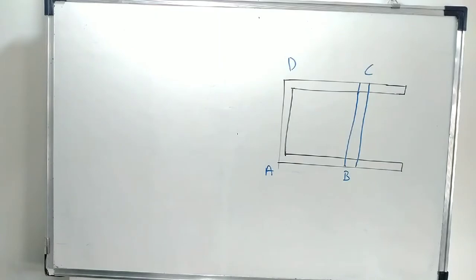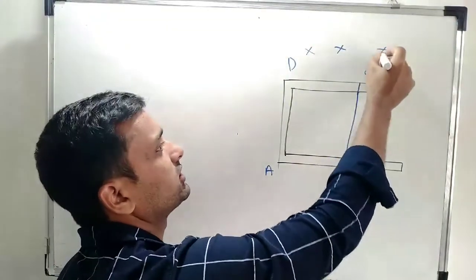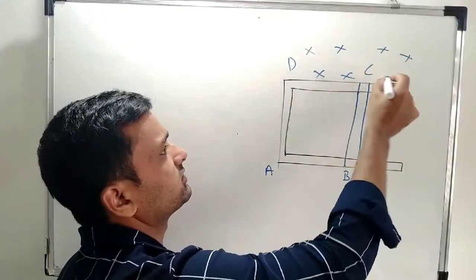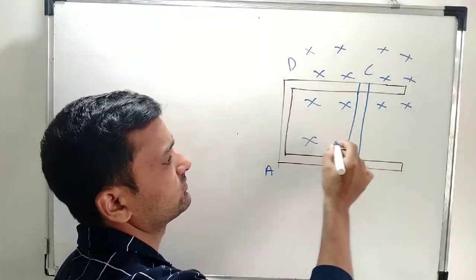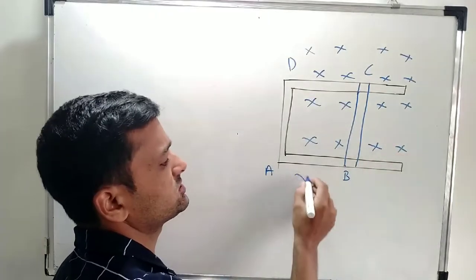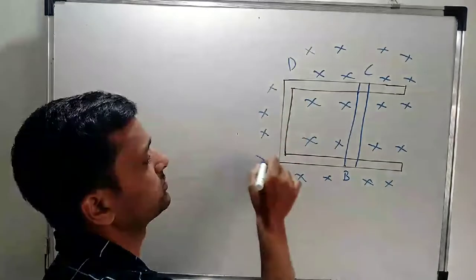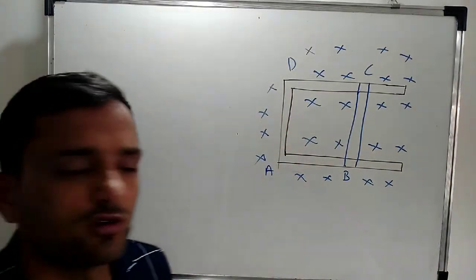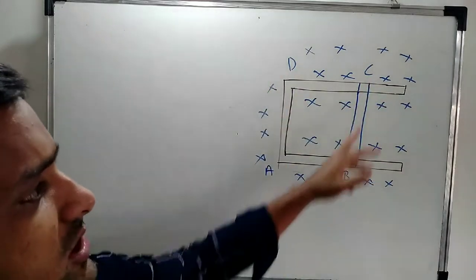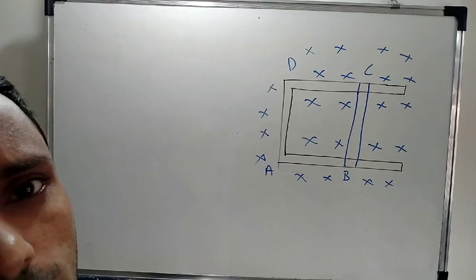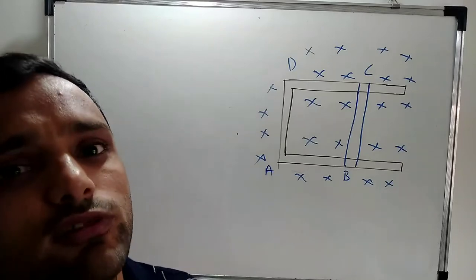Now, it is kept in a uniform magnetic field. This loop of the conductor is placed in a uniform magnetic field. The crosses in blue are used to represent the magnetic field. So ABCD is a rectangular frame of wire where BC is the only side which can move without friction, placed in a uniform magnetic field B.